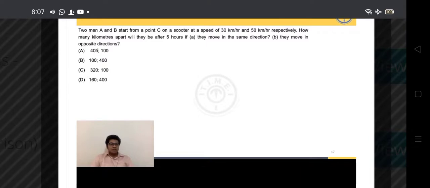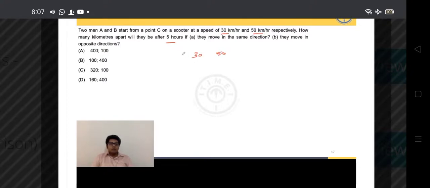Let's see the next question. Two men A and B start from a point on a scooter at a speed of 30 kilometers per hour and 50 kilometers per hour respectively. How many kilometers apart will they be after 5 hours? A, if they move in the same direction, B, if they move in the opposite direction. So first option is A and second option is B. Now speeds are 30 and 50.